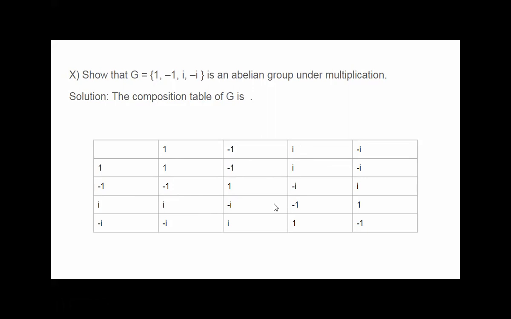Why is it? Because I is multiplied by I, that is I square. What is the value of I? Root of minus 1. Okay. And the square of root of minus 1 is minus 1. So I into I is minus 1. And I into minus I is 1, because I square is minus 1.